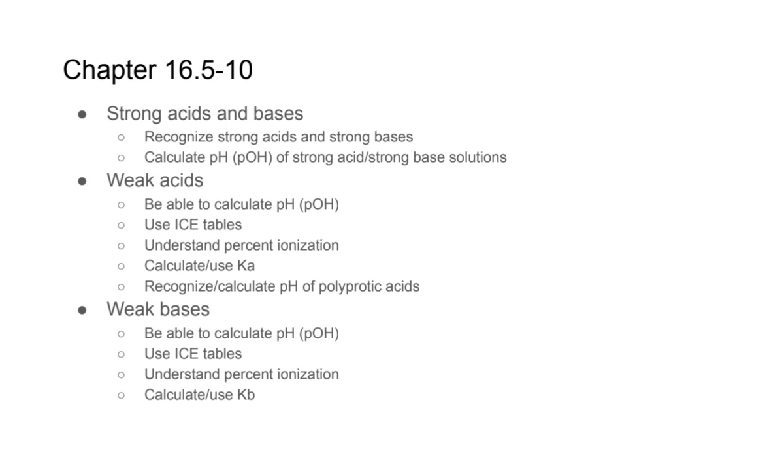Chapter 16, sections 5 through 10, and then chapter 17, sections 1 through 3 are all on the exam. All acid-base chemistry, as you're aware. And there's a lot of different types of problems. Strong acids, weak acids, weak bases, titrations, buffers, salts. So being able to identify the type of problem that you're working with is one of the harder things, but it's also the most important thing to do in order to be able to solve these problems.